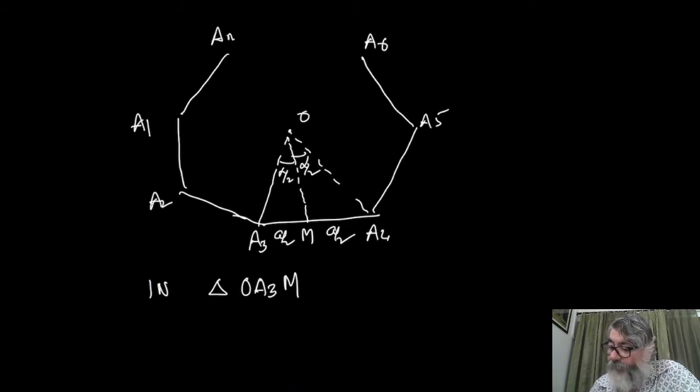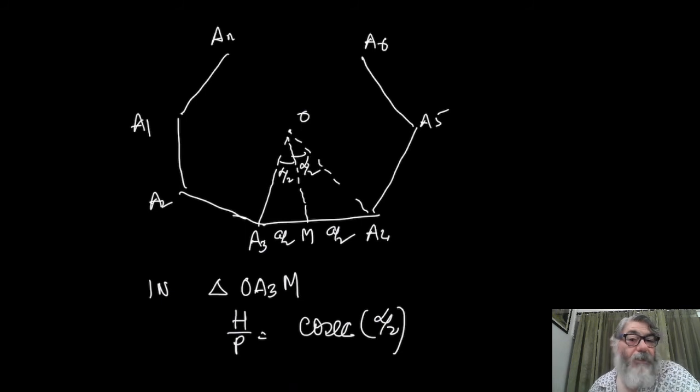I have this as perpendicular. I know what is perpendicular. Perpendicular upon hypotenuse. I have to calculate hypotenuse. So hypotenuse upon perpendicular is cosec theta, and this is cosec alpha by 2.